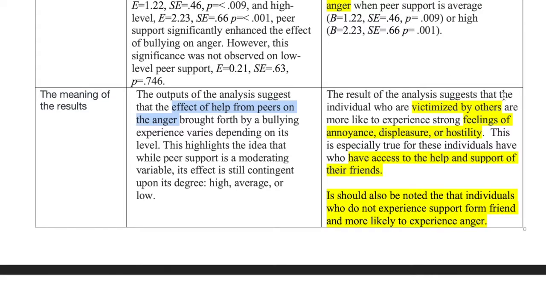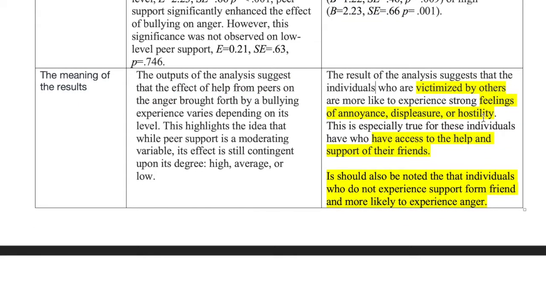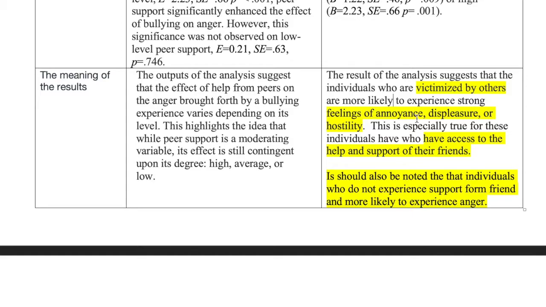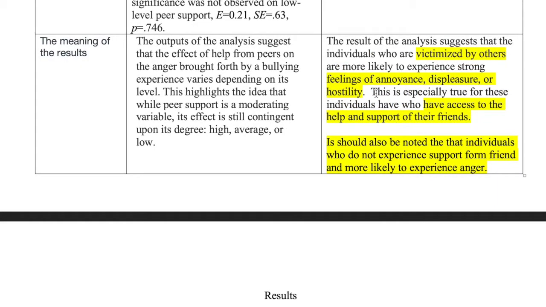The result of the analysis suggests that individuals who are victimized by others, so that is bullying, are more likely to experience strong feelings of annoyance and displeasure or hostility. So this is anger. So the first part is I'm trying to discuss the meaning of the main effects. So this is in general. In general, those who are bullied are more likely to experience anger. And then I talk about the implication of the moderation result. So I said this is especially true for those individuals who have access to help and support of their friends. So I'm saying that this is especially true for those who have average or high peer support.